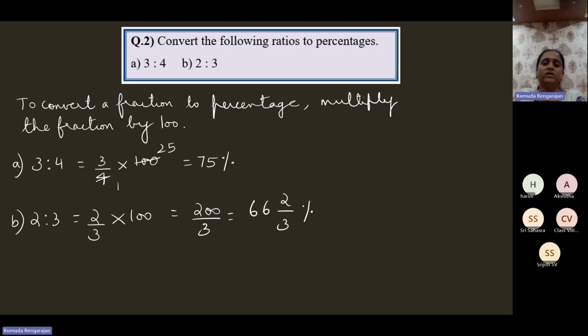Okay, so that's about converting ratios to percentages. So write the ratio as a fraction and multiply the fraction by 100 to convert it to a percentage.